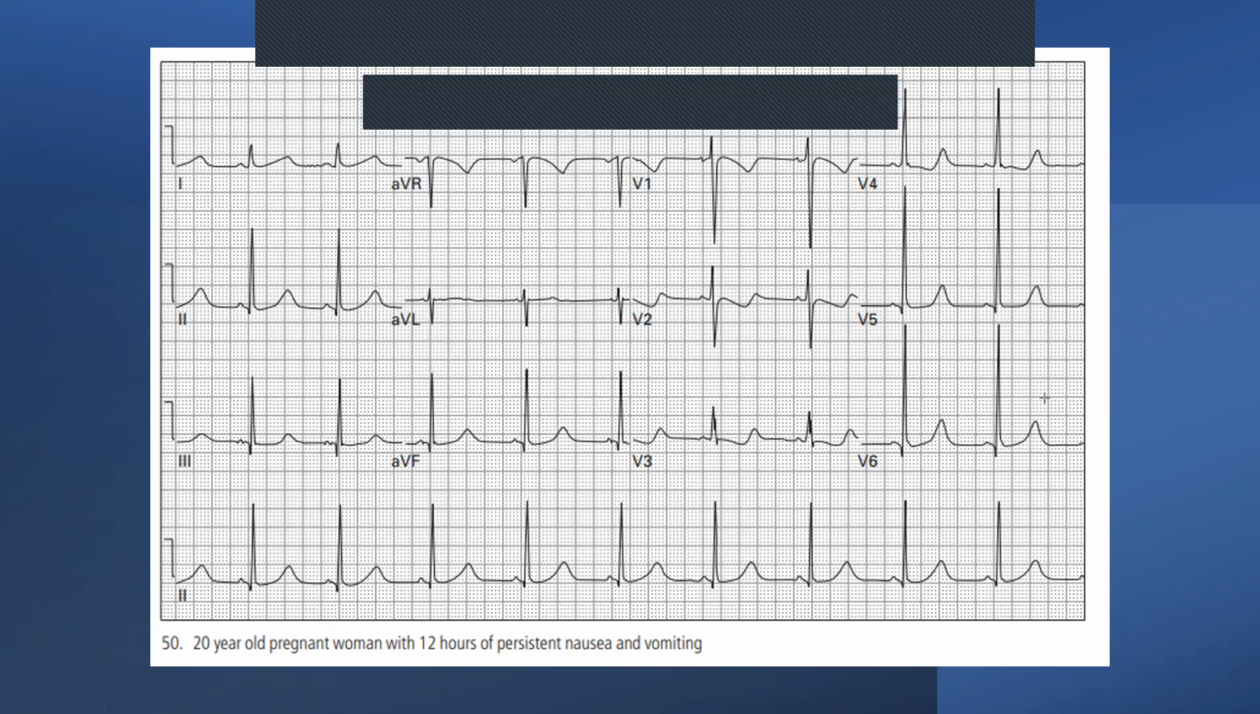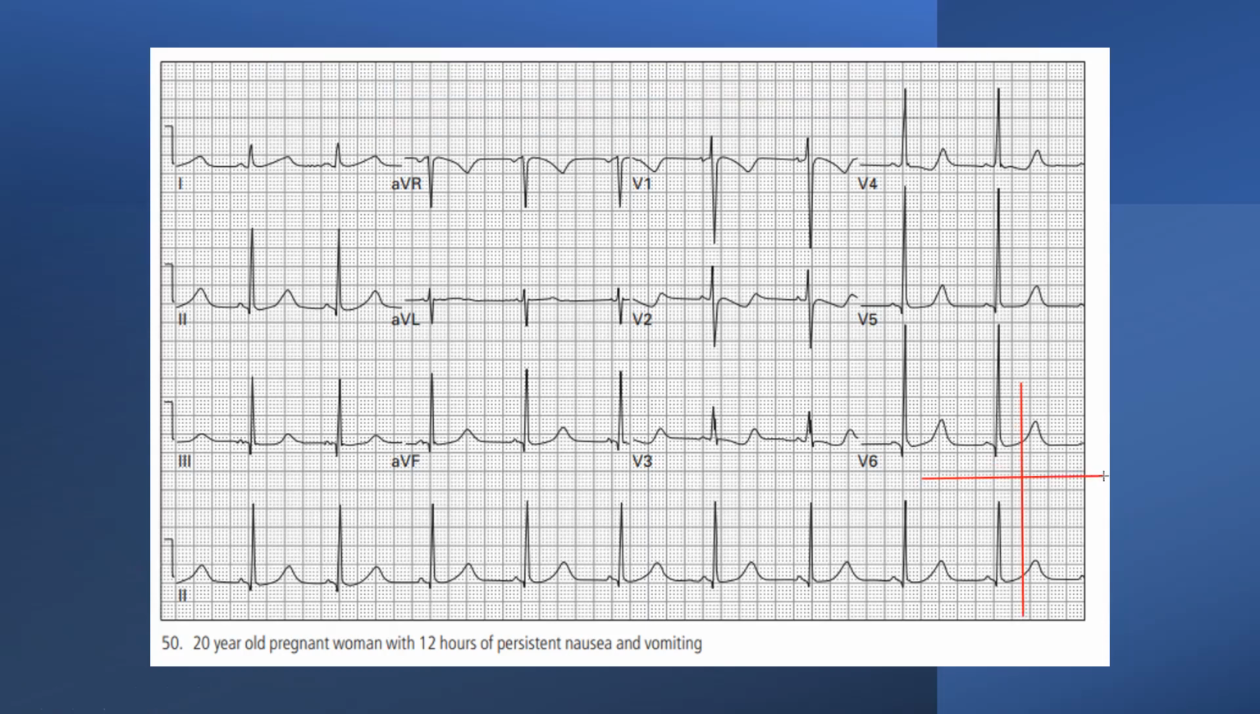All right, so let's have a look first at our axis. So we know we've got lead 1, and we've got lead AVF here at the bottom. Let's have a look and see. So we've got lead 1, that's positive. You can see it's pointing upwards, so that means that your axis is actually either normal or towards the left.